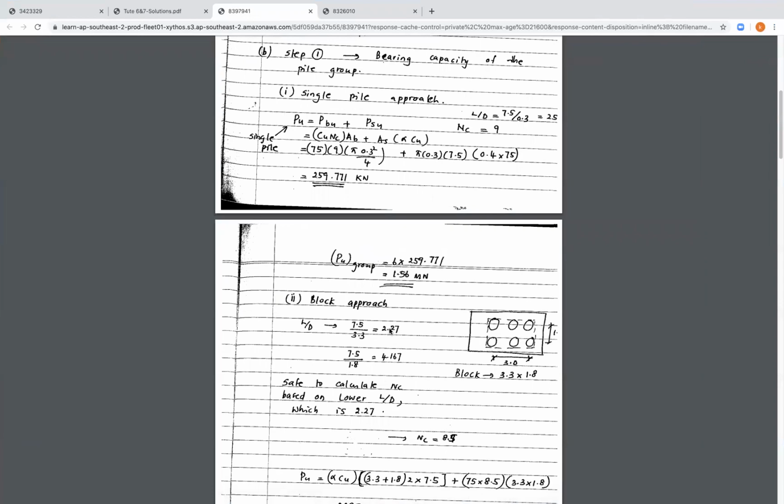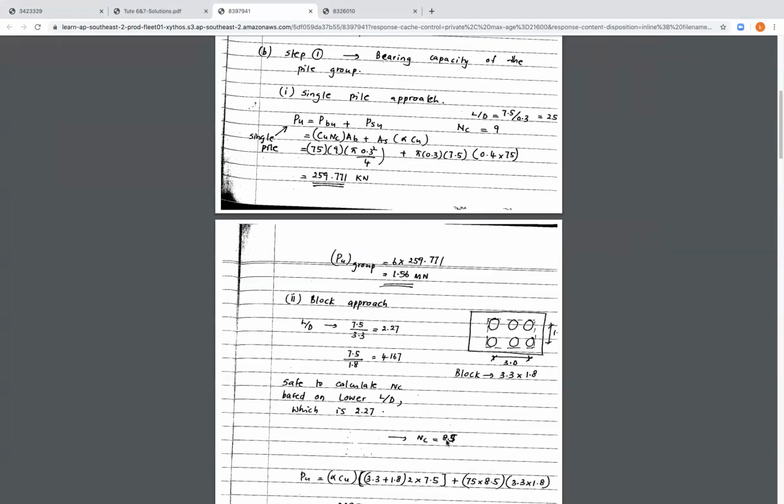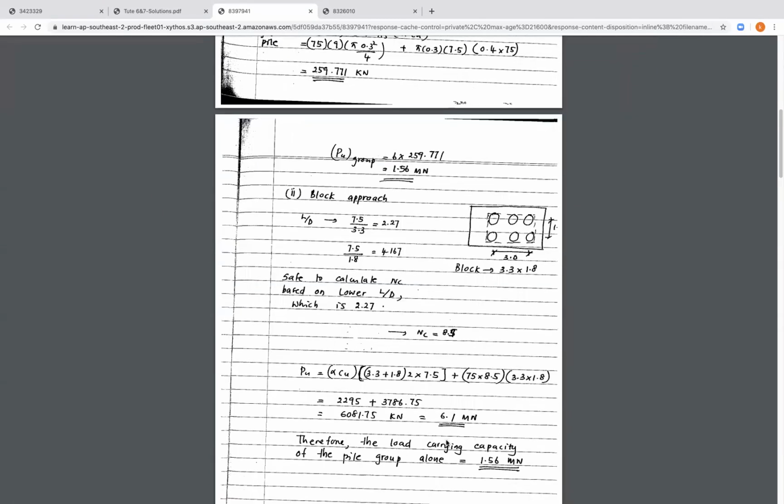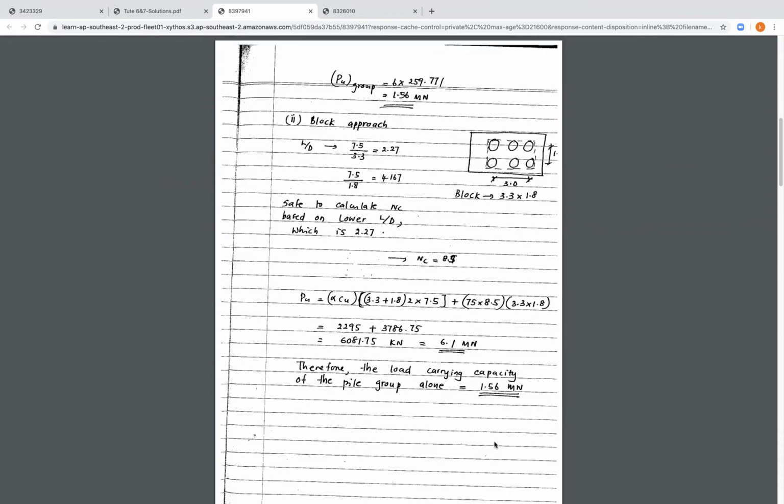And that will give us, considering this value 2.27, using it here, somewhere here, that will give us approximately NC value equivalent to 8.5. Okay, if we substitute all these values here, NC equivalent to 8.5, CU value 75, and the rest of the values here, we're gonna get PU value according to the block approach 6.1 meganewton. Obviously, we need to take the smallest value here as the bearing capacity of the pile group, which is 1.56. Therefore, the load carrying capacity of the pile group alone is 1.56 meganewtons.